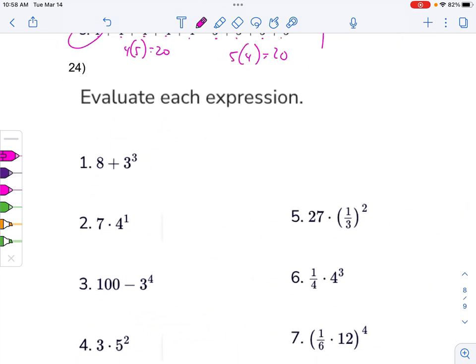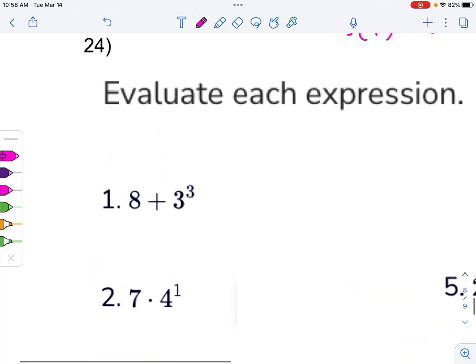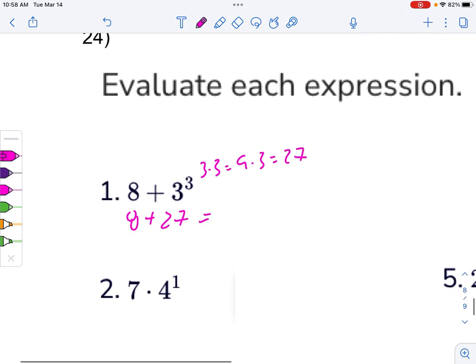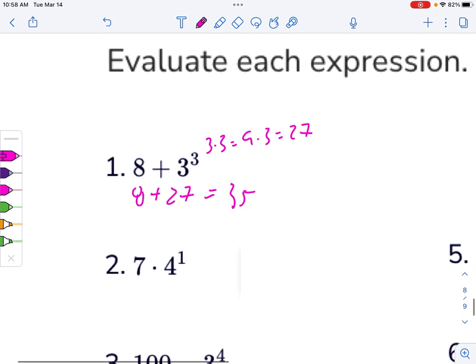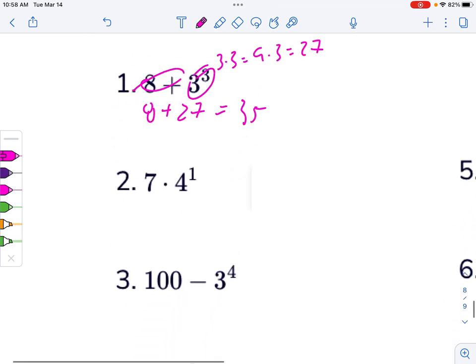All right, what do we got? Almost done. Evaluate each expression. 3 to the 3rd power is 3 times 3, which is 9. And 9 times 3 is 27. So 8 plus 27 is 35. Got to do those exponents first before we finish adding.